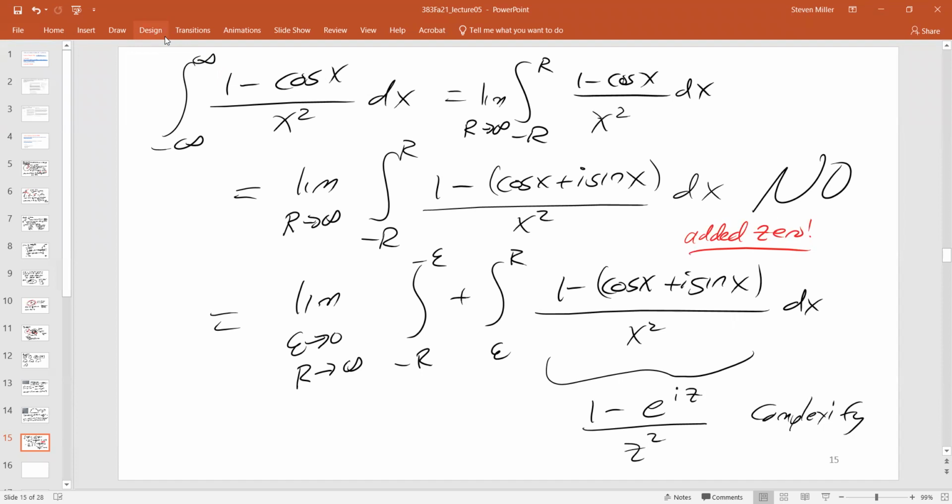So that's the high level of what we're doing and why it works. We added 0, and because we added 0, it doesn't change the value of the integral, but it changes which integral we end up doing. And now we go through, we roll up our sleeves, and we just actually do the integration. All right, so this is a good place to stop.